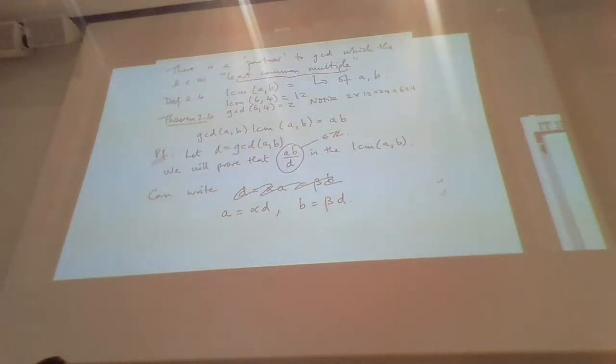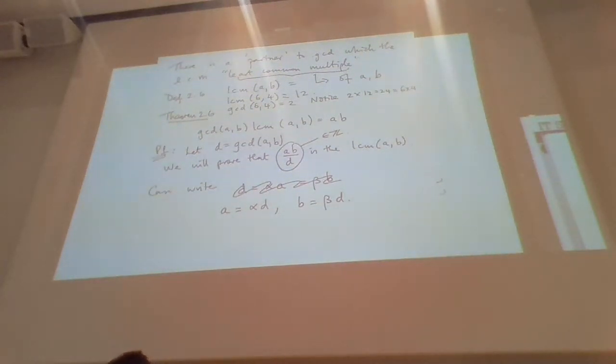D is the greatest common divisor of A and B. So we can write A as a multiple of D, B as a multiple of D. It's convenient to name them alpha and beta. This keeps the association with A and B.